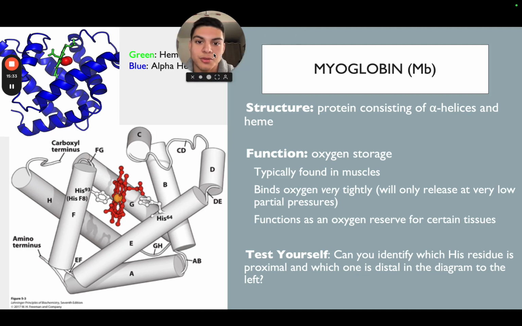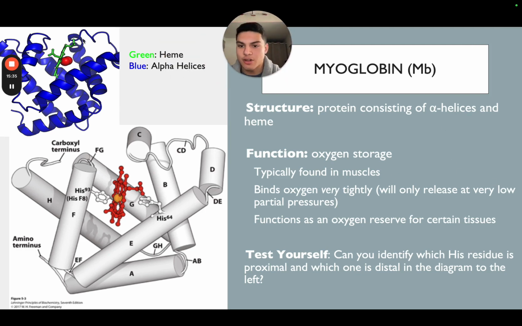Moving on to myoglobin. So this is a structure here on the left. In green, you can see we have the heme, the porphyrin rings, and also the iron, which is kind of hard to see here. And then the blue is the alpha helices of the protein surrounding it, and the red is just the oxygen atoms. So again, myoglobin is just a protein consisting of alpha helices and the heme. The alpha helices have our histidine residues, whereas a porphyrin ring is just the porphyrin ring, no histidine residues, none of that. And then the function of myoglobin is oxygen storage, and it's typically found in the muscles.